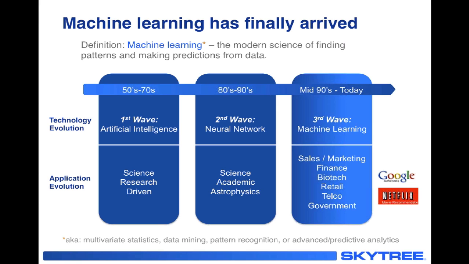Okay, and by the way, when I say machine learning, I include multivariate statistics, data mining, pattern recognition, advanced analytics, predictive analytics. It's really all the same thing. It's the same underlying theory and basic methods today. There are different cultures of people who emphasize different things in their research and work, but really it's all the same body of methods.